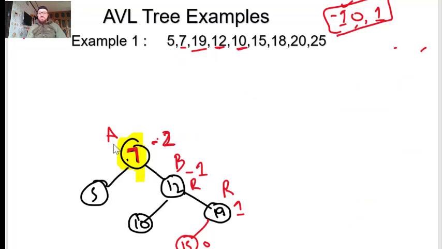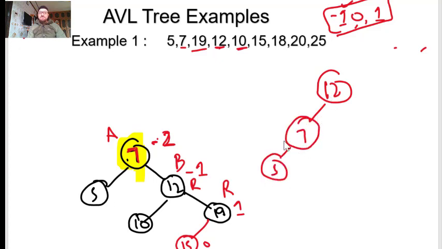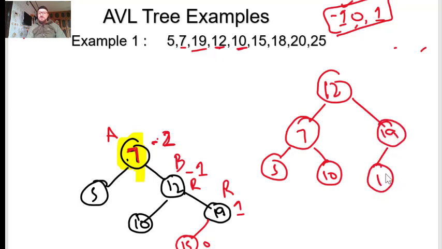I will make 7 a child of 12, so 12 has to be here and 7 has to be the child of it, right? And 7's left was our 5. Okay, no problem. And the 10, where will the 10 go? Because 10 is lesser than 12 and greater than 7, so 10 has to be here. Okay, and 19 has to be here, and 15 has to be here.